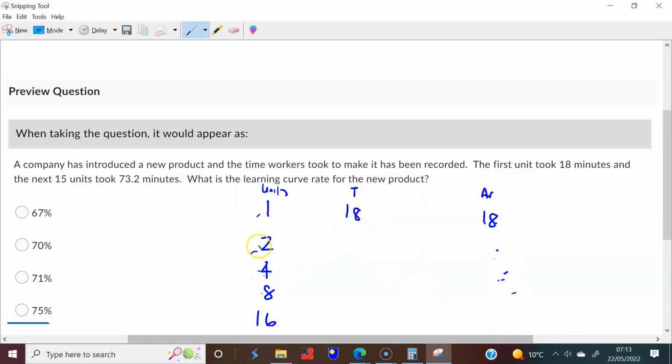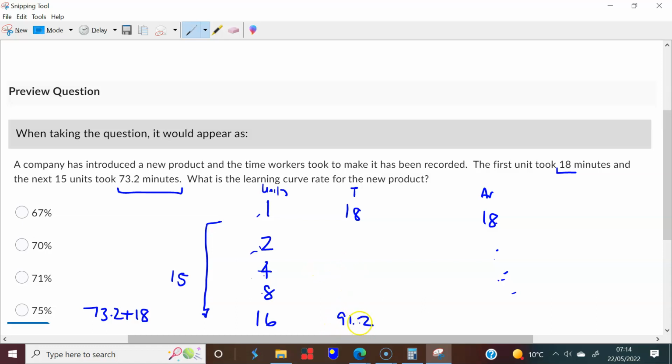But what you have now is the time it takes to make the next 15 units, right? Which means in a way you can know what the total time is for 16 units, because if it takes this to make 15 and it takes this to make the first, the total time to make 16 units would be 73.2 plus 18. Yes? So 73.2 plus 18 is 91.2 minutes.